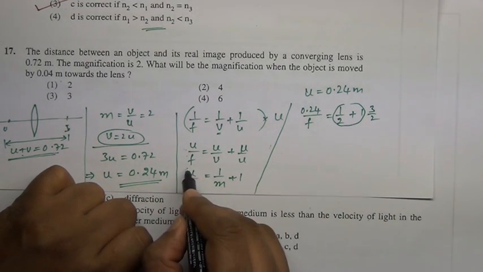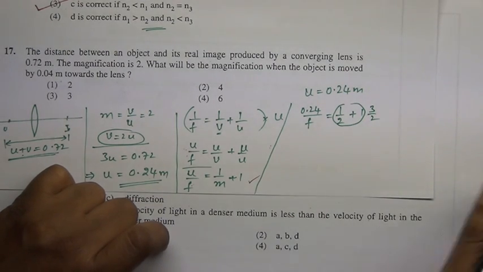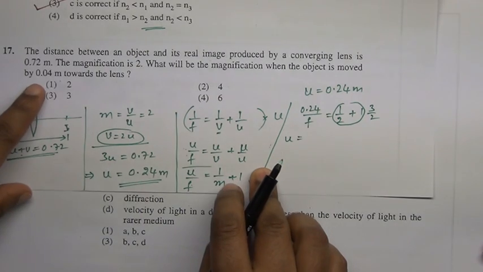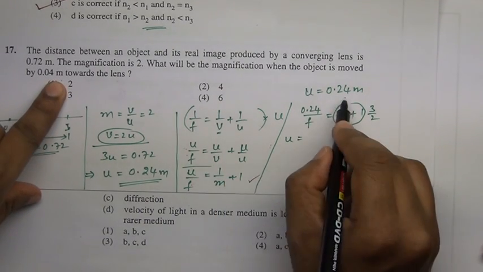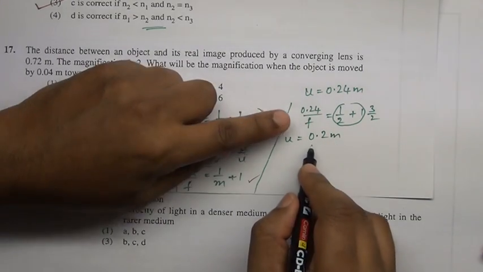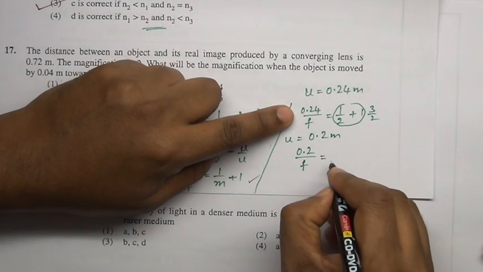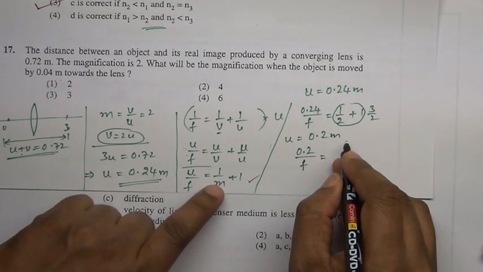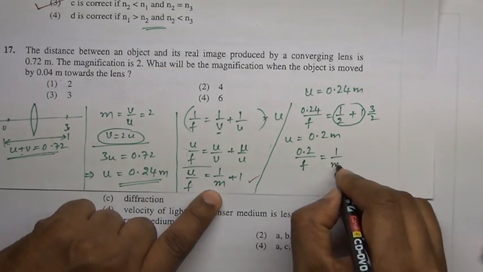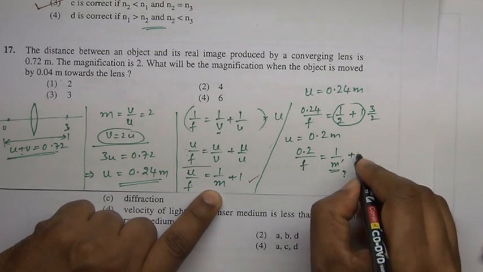Now let me use the same formula. For object distance, it is moved by 0.04 meter. 0.04 meter is decrease, means 0.2 meter is the object distance. Therefore 0.2 by focal length equal to 1 by magnification. This is one plus 1.